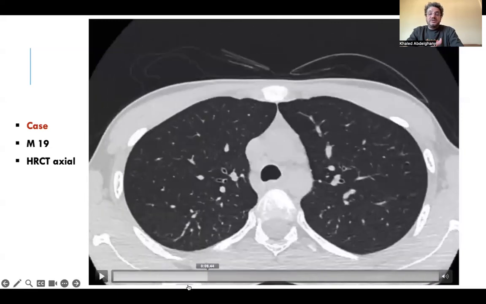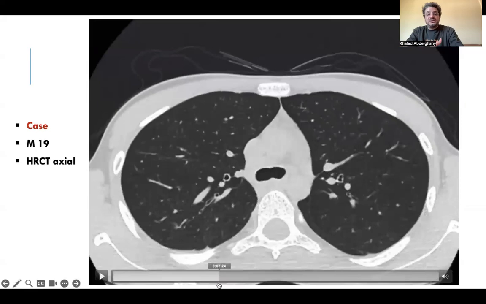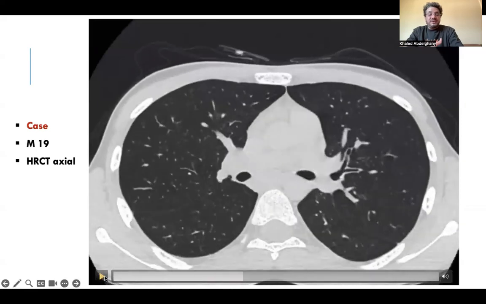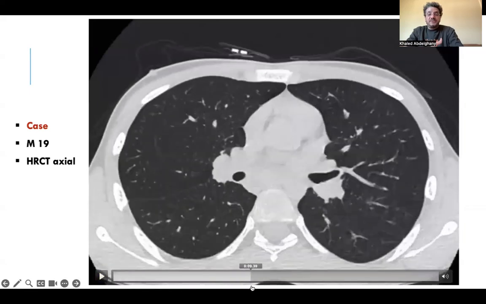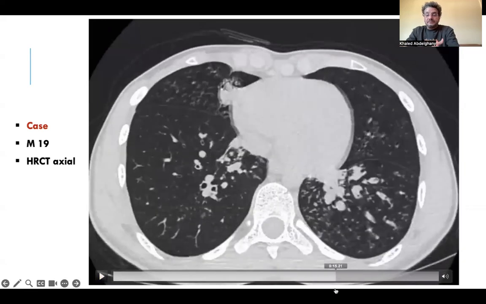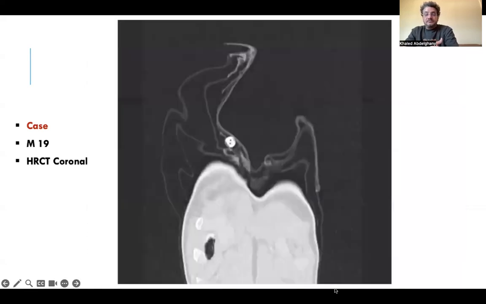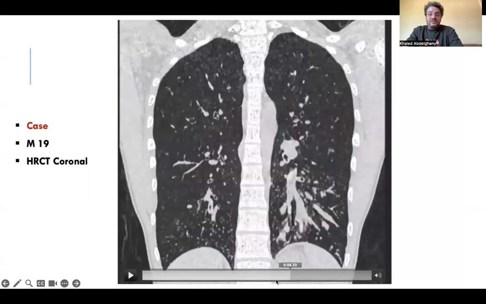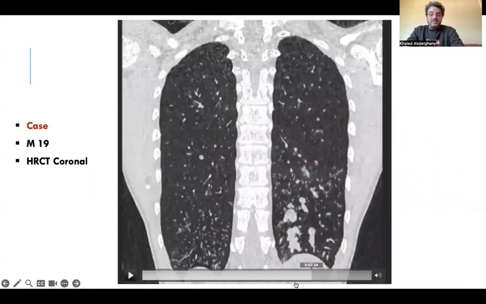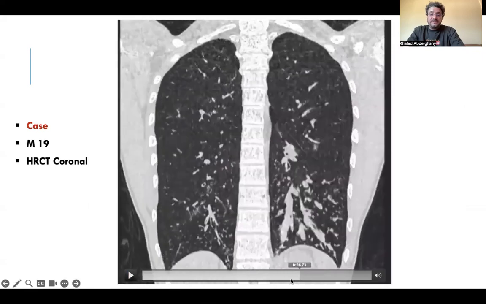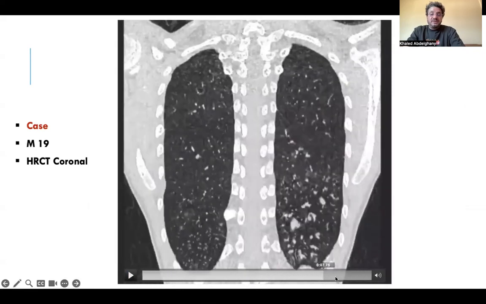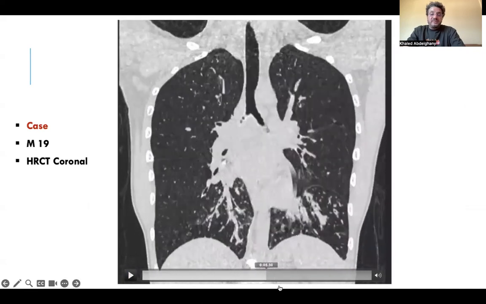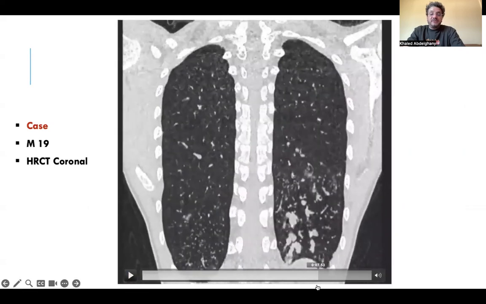Why did we exclude cystic fibrosis? Because cystic fibrosis has predilection for upper lobes. This is the coronal reformat, nicely showing the lower lobar predilection of bronchocele, tree-in-bud, bronchial wall thickening, and bronchial dilatation.